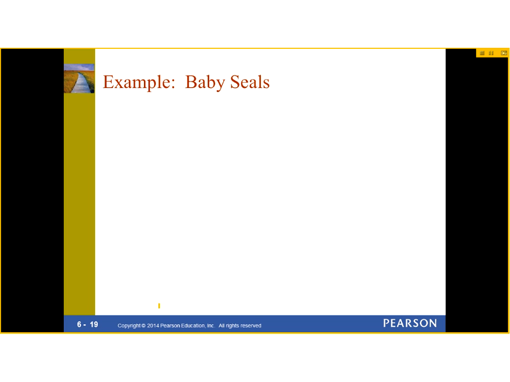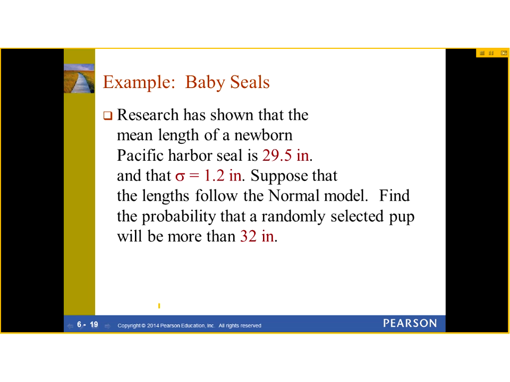Now let's look at another example. Research has shown that the mean length of a newborn Pacific Harbor seal is 29.5 inches and that the standard deviation is 1.2. It follows the normal model. Find the probability that a randomly selected pup will be more than 32 inches.